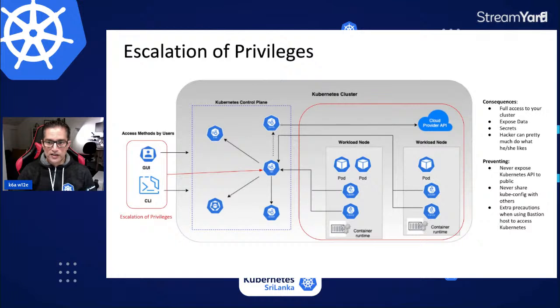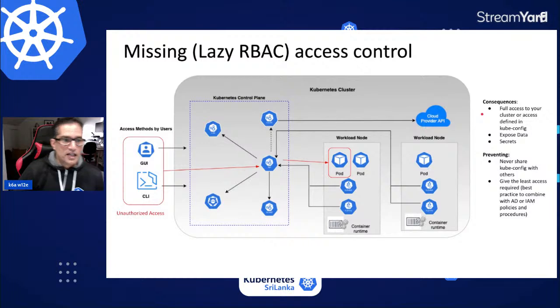Okay, so going into the next slide. Missing or lazy RBAC, I call this one, access control. Again, very similar to the previous situation, but a little bit less, I guess, in terms of the consequences. This is where you give everyone very similar RBAC access into the Kube API, right? They may only be able to access certain pods, but they can expose data, they can extract the secrets and so on and so forth.